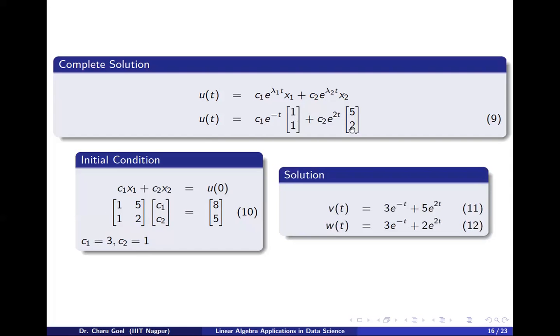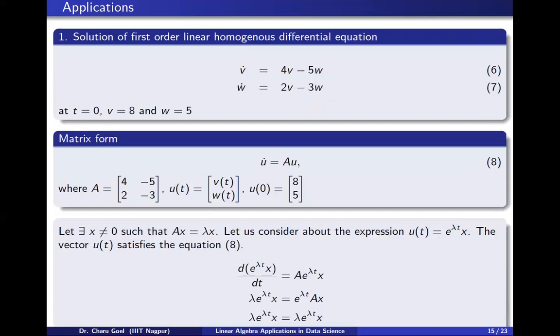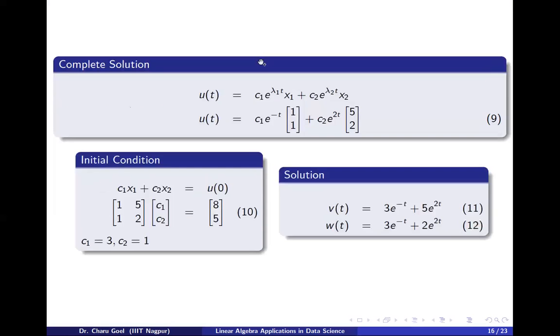This example was purposefully built on the eigenvalue and eigenvector example that we have done, so that we don't waste time. This way, the solution of this linear homogeneous first order differential equation has been reduced to solving a system of two linear equations, and we have got a particular solution with the given initial condition.